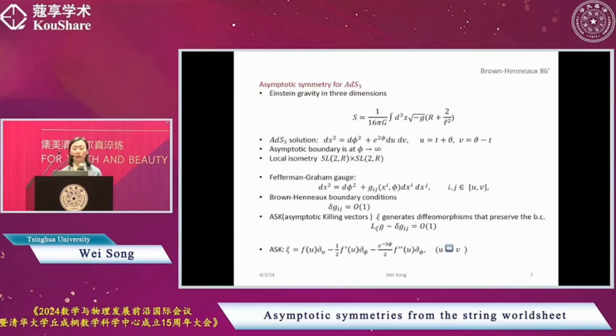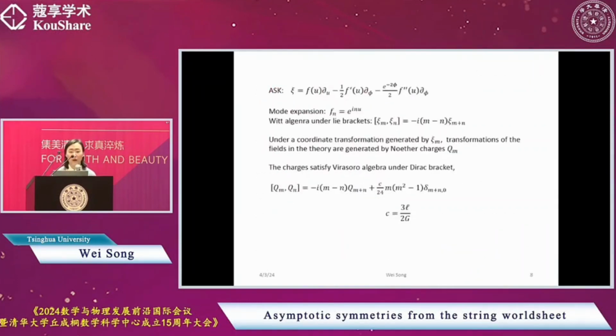And if you require that, then you can solve this asymptotic Killing equation and find all the possible asymptotic Killing vectors. And it turns out that for Einstein gravity in 3D, with this boundary condition, you'll find that the asymptotic Killing vectors are generated by the left-moving and right-moving Virasoro algebra. So these are the asymptotic Killing vectors.